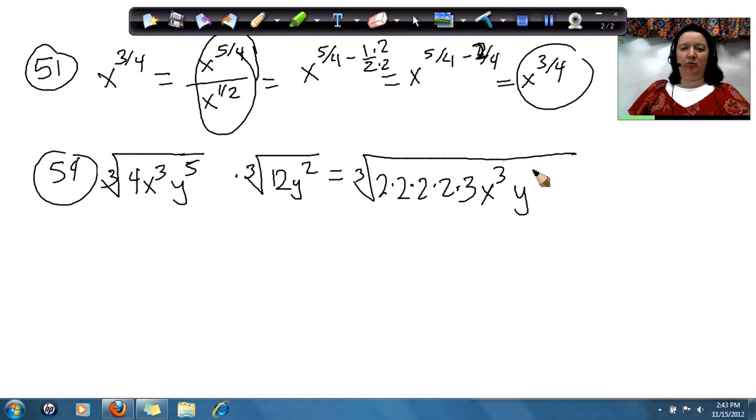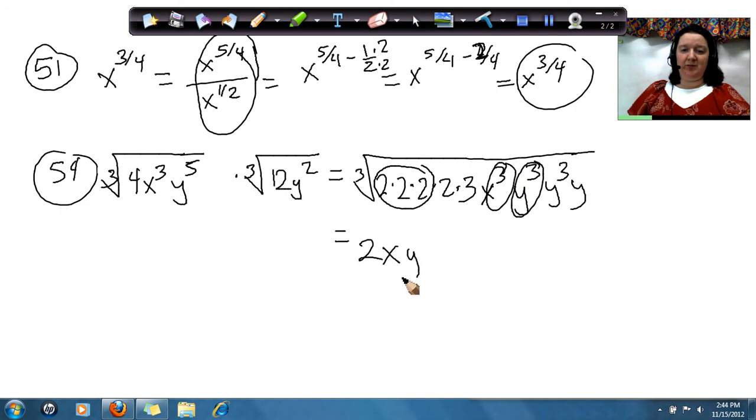Well, I can have y to the 3rd times y to the 3rd times y, because all of those exponents will add up to 7, and the 3's will cancel out with my index. So let's look at this. I have a set of 2's that I can pull out. I have an x that I can pull out. I have a y that I can pull out. I have another y that I can pull out. And then I get the 3rd root of 6y.